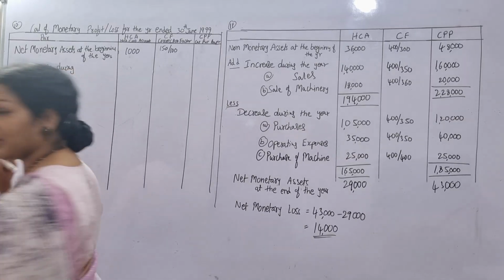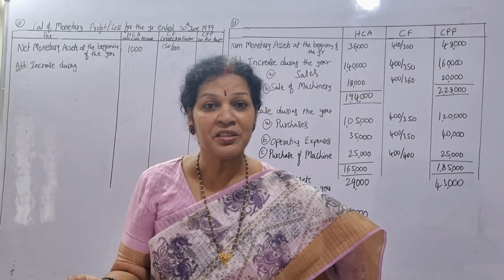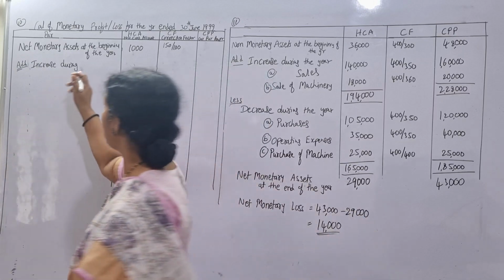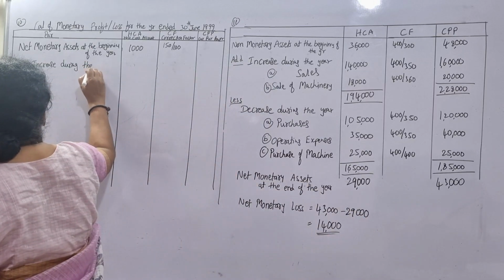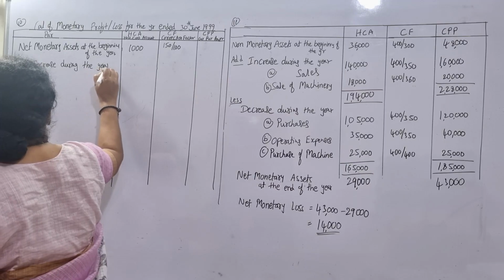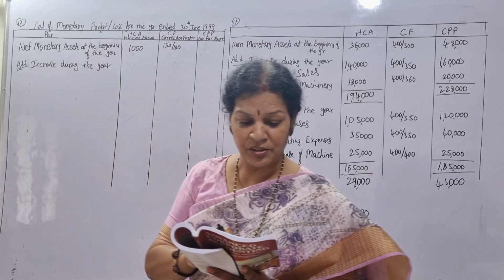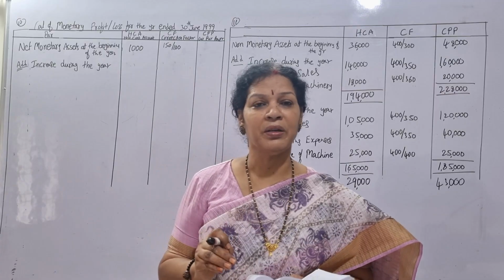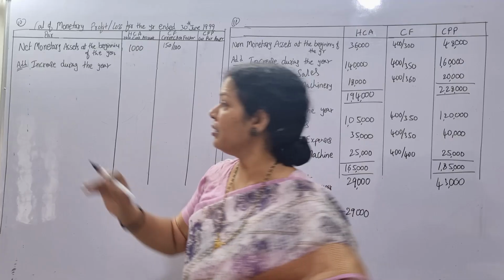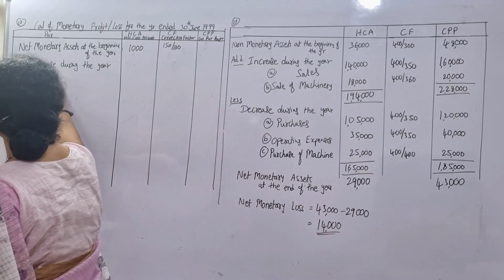Increase, why are we saying increase? Any income means assets are increasing, so increase during the year. We have only two transactions, right? One is cash sales and the other is credit sales. Together we can take total sales. Okay, I'll write total sales.